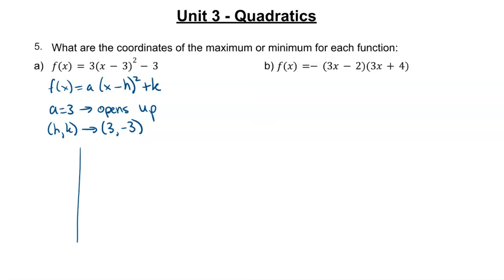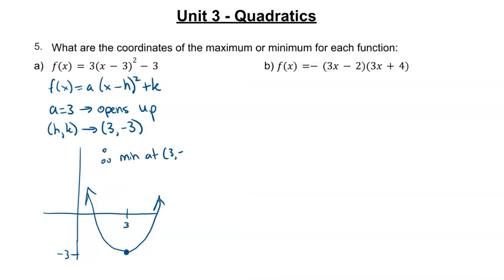And so if I did a quick sketch of what that might look like, you don't need to do something fancy, but just a quick sketch. So 3 and negative 3, somewhere around there. Then I'm going to draw a parabola that opens up. And what you can see there is that therefore it must be a minimum. And so we can say therefore it's a minimum at 3, negative 3. That's the coordinates of the maximum or minimum, in this case, a minimum.